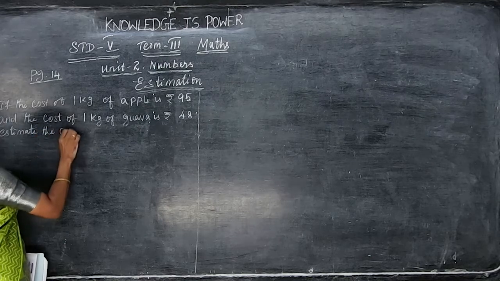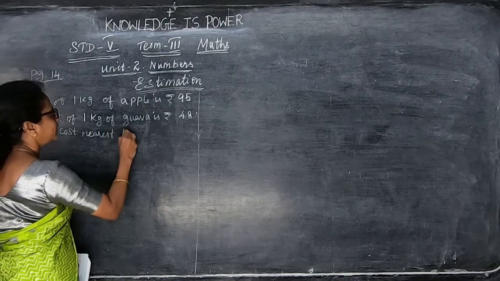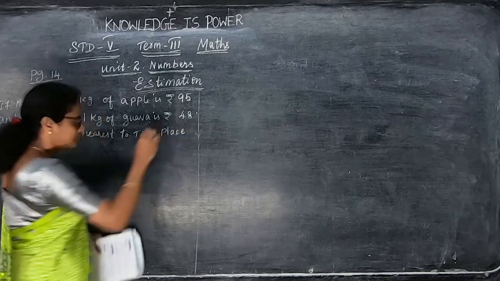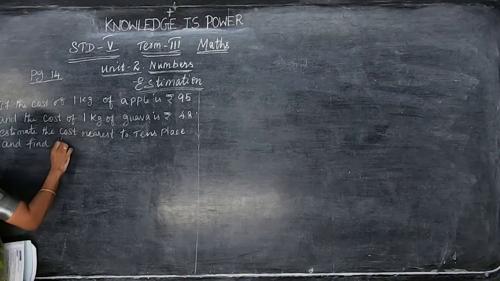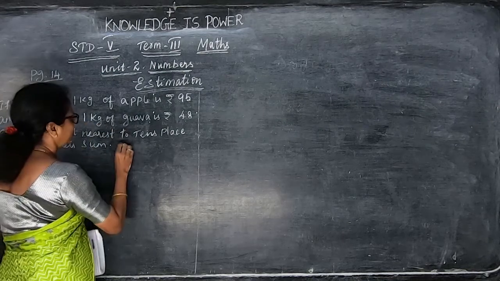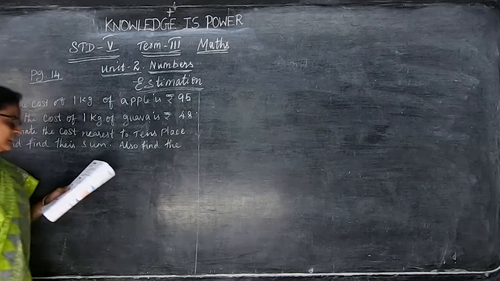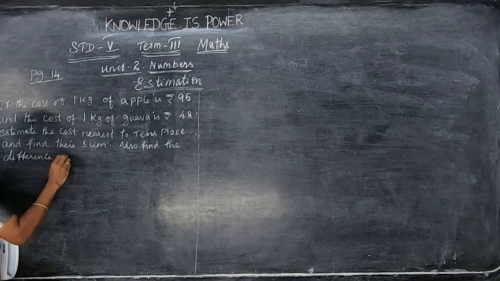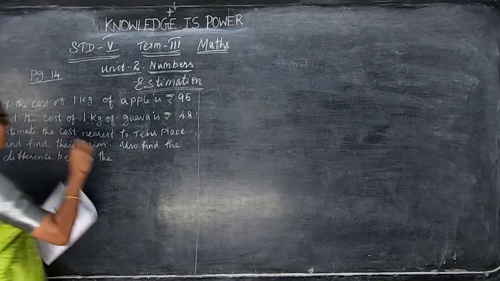Estimate the cost to the nearest tens place, and find the sum. Also find the difference between the estimated sum and the actual sum. Okay, you may get a question like this in the problems.